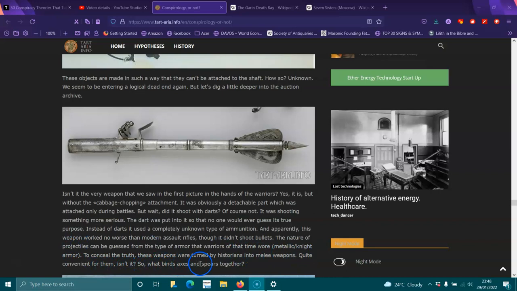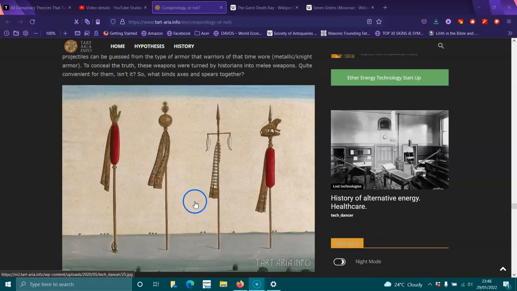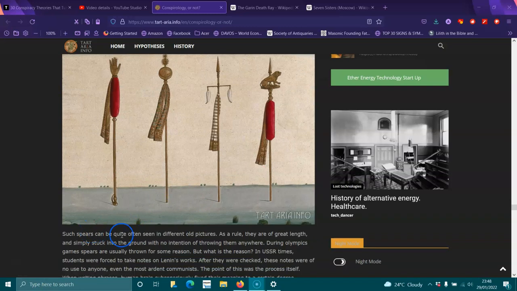So, what binds the axes and spears together? Could they be an electronic weapon? Such spears can often be seen in different old pictures. As a rule, they are of giant length and simply stuck into the ground with no intention of throwing them anywhere. During the Olympics, game spears are usually thrown for some reason. But what are the reasons?